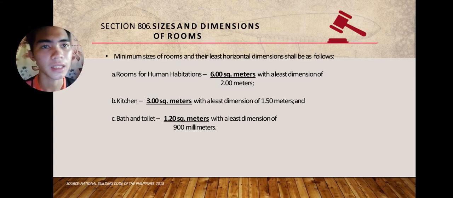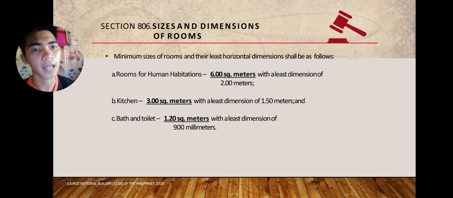The next is section 806, size and dimension of rooms. So the minimum size of the rooms and least horizontal dimensions shall be followed. So mao ni siya, rooms for human habitation. So gi-provide nga 6.6 square meters with at least dimension of 2 meters. So mao na ang gikinahanglan sa rooms for habitation.